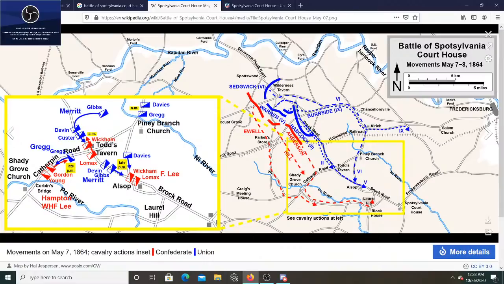Spotsylvania is also famous for the Grant line about, "I will fight it out all summer on this line if I have to," which he doesn't. In the end, he marches around, and that leads to the North Anna, the Battle of North Anna, if you will. Anyway, this battle, Spotsylvania, I always mix this one up with Cold Harbor, because in both cases, the Confederates held a line, the Union assaulted it and were repulsed, and then the Confederates launched a counterattack that was pointless.